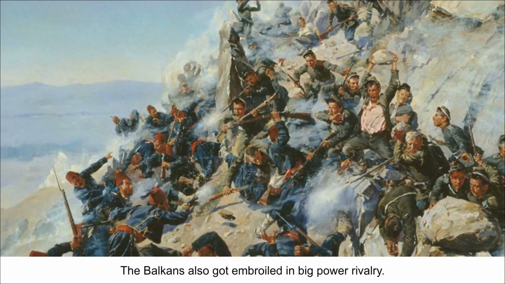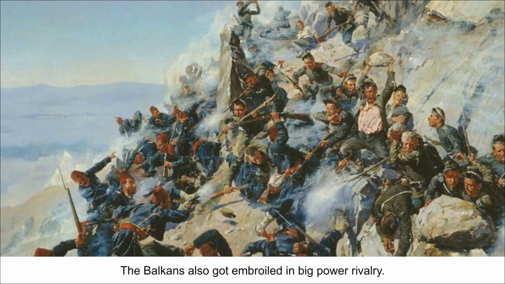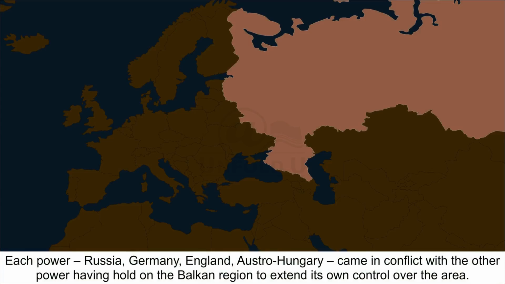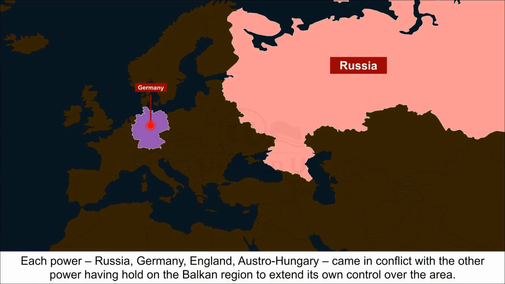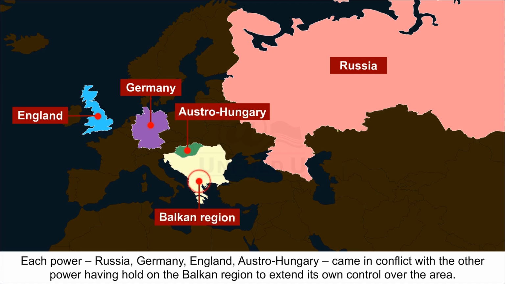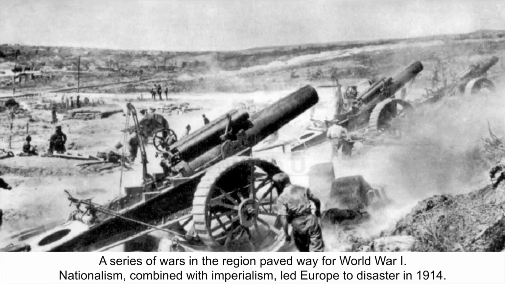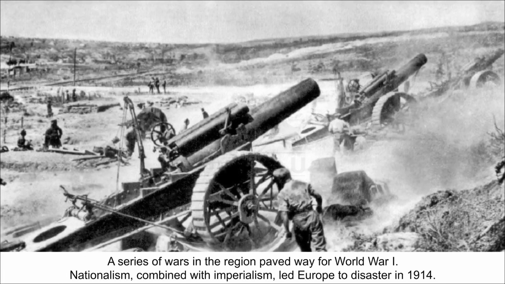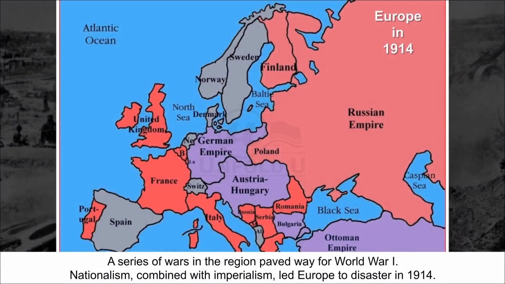The Balkans also got embroiled in big power rivalry. Each power, Russia, Germany, England, Austro-Hungary, came in conflict with the other powers having hold on the Balkan region to extend its own control over the area. A series of wars in the region paved the way for World War I. Nationalism, combined with imperialism, led Europe to disaster in 1914.